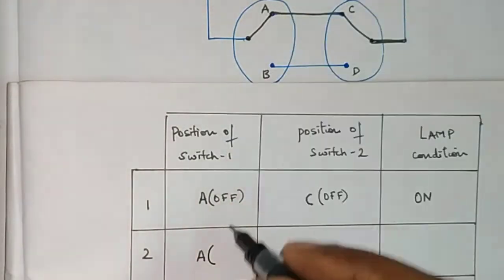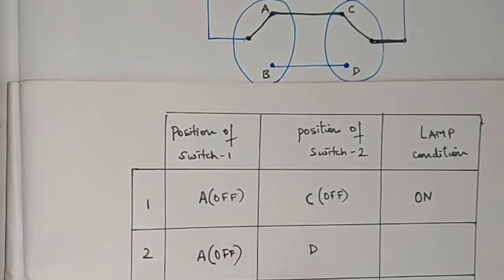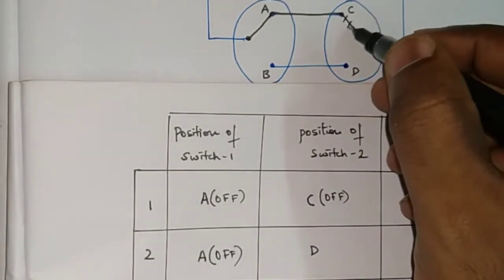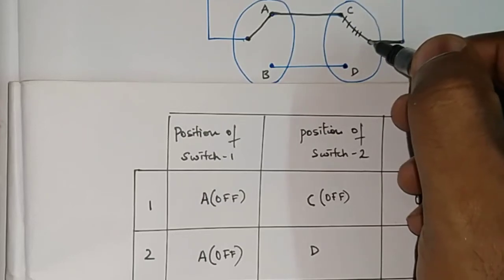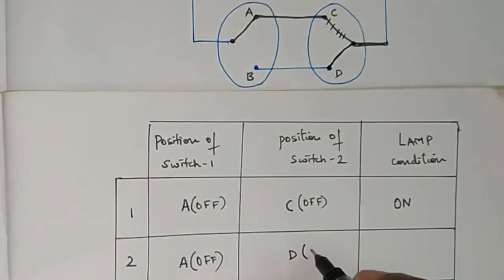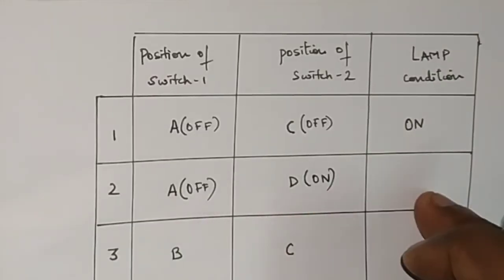So in this position the switch is in off condition, and D, so D is nothing but here, so your connection will be here. So in this position your switch is in on condition. So now in this condition we will check whether the lamp is on or off.